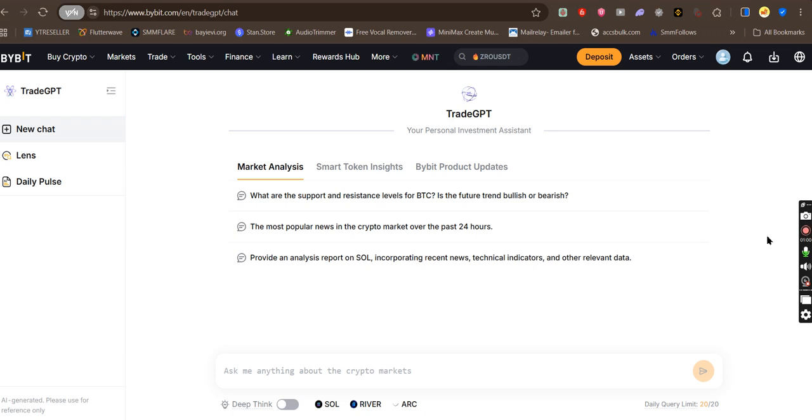But take note that on a Bybit account, you can make a maximum of 20 queries. Before, it used to be only 10, but now it is 20. So you can ask Bybit TradeGPT questions 20 times in 24 hours. So know that you are here for serious business, and ask very important questions so that you can get proper guidance on what to trade.